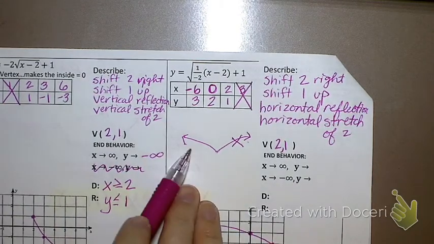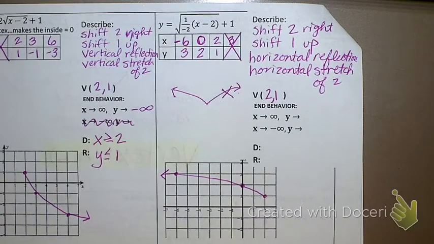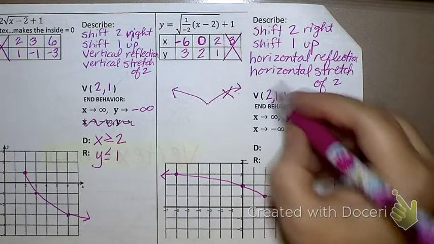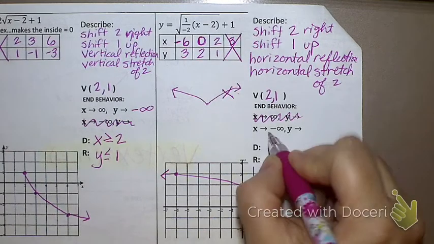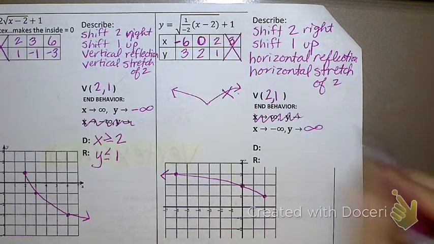Didn't I suggest that up here? So, end behavior. What's going on the right? It's stopping. I can see it. That's the one I'm crossing out this time. What's going on the left? It's going up or down? Left side is going up.